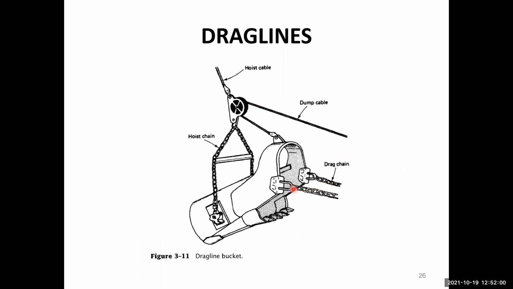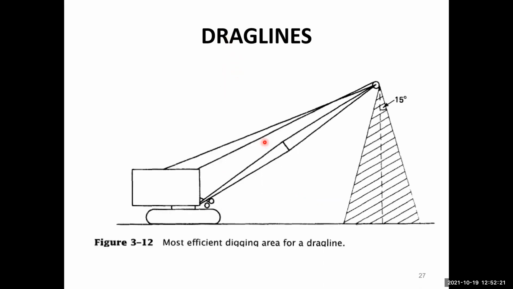And if there is this drag chain, then this drag chain will provide the dragging action. With this dragging action, the material will be filled into this bucket. And this another one is the hoist chain. The hoist chain will lift the bucket up. So in this way, this dragline will work.